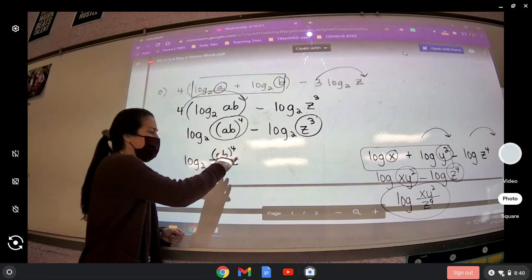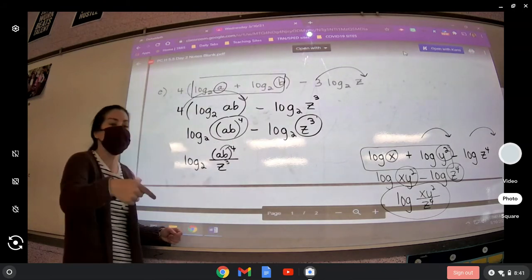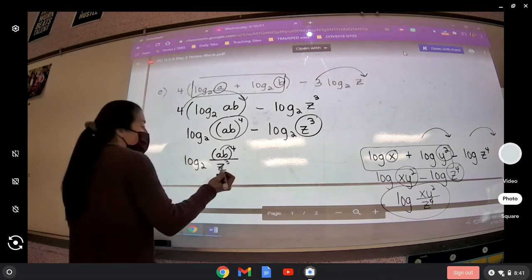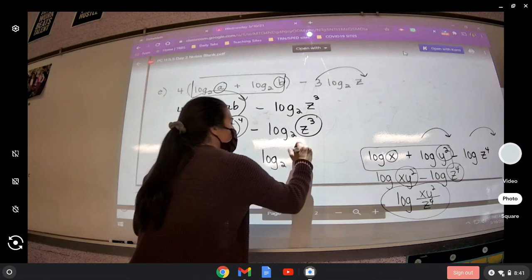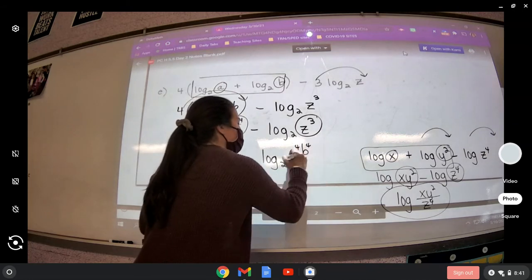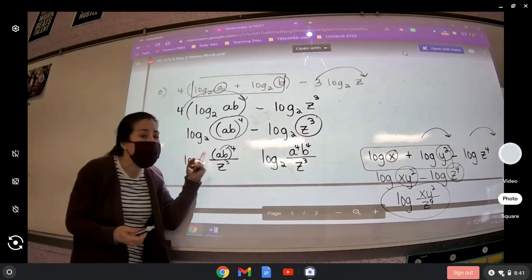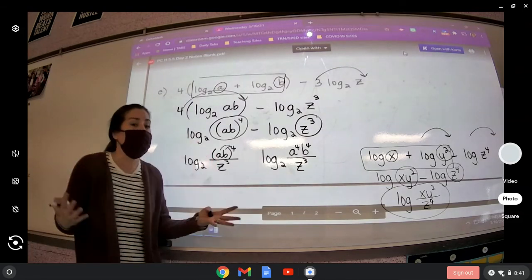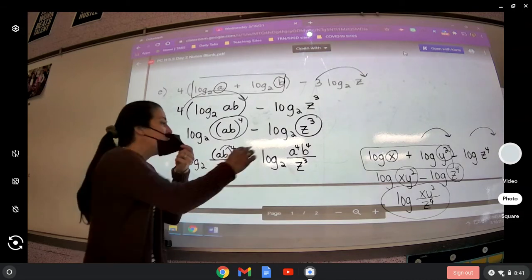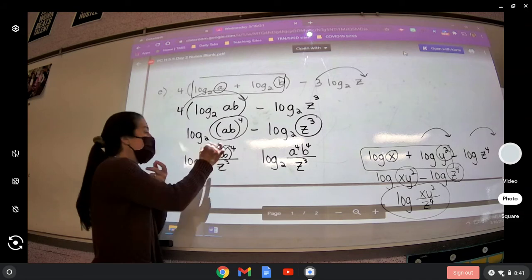There's no adding or subtracting that's stopping you from just giving that power of 4 to each individual piece. So another more simplified answer might be log base 2 of a to the 4th b to the 4th over z to the 3rd. I don't think it should mark this wrong, but they might consider, oh, you didn't remove the parentheses and they could have gone away. So maybe that would be a more simplified answer to put in.